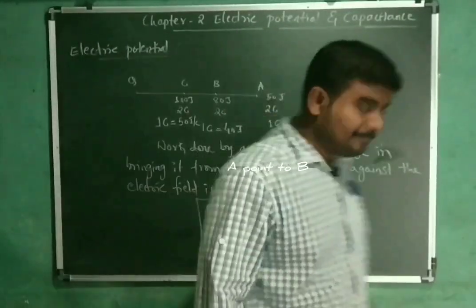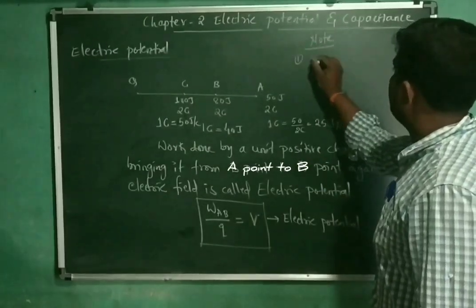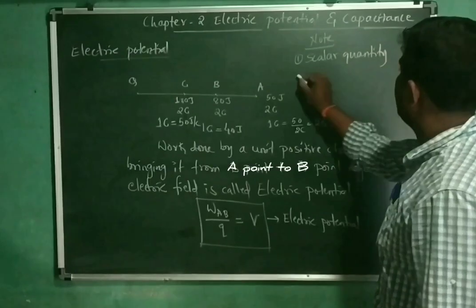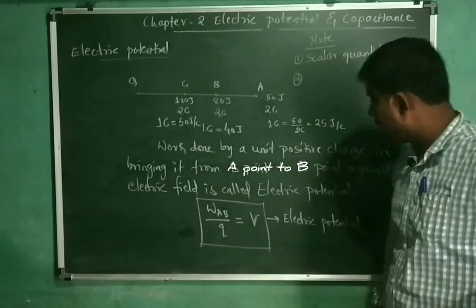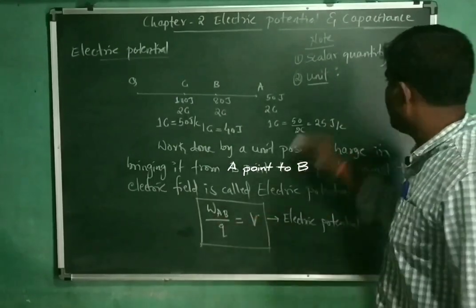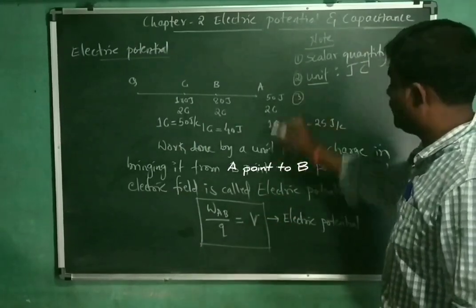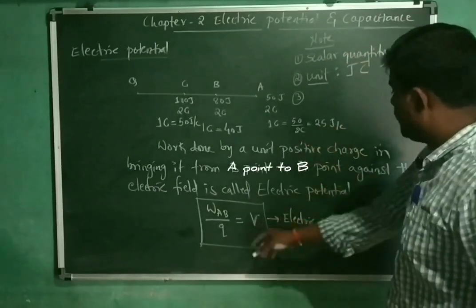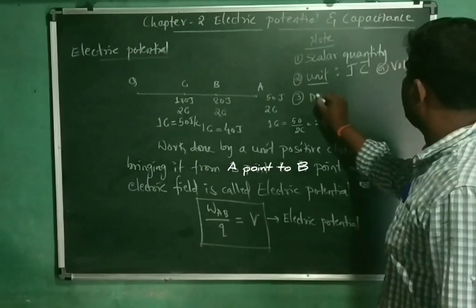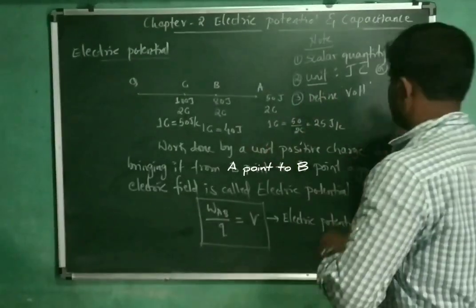And electric potential, some noteworthy points. Electric potential is a scalar quantity. And second point, unit. The unit of electric potential will be, see, W is work done in joule, and Q is charge, so it is joule per coulomb. And third point, one more unit, the standard unit, that is volt, and you can define 1 volt.